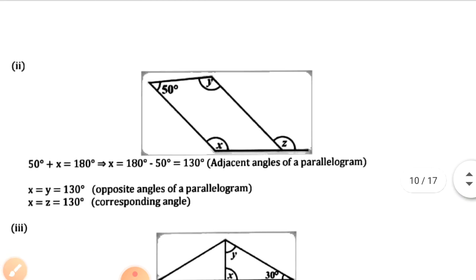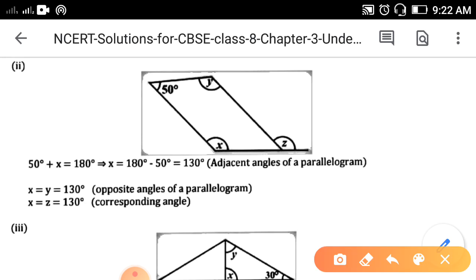Second one, 50 degrees, x, y and z. First of all, here 50 is given and the opposite angle is not given. Yes, z is given but it is outside of the parallelogram. It is not an interior angle, it is the exterior angle. So 50 plus x is equal to 180 degrees. Yes, you can take 50 plus y also because it is also 180 degrees. Here it is taken 50 plus x is equal to 180. So x is equal to 130.